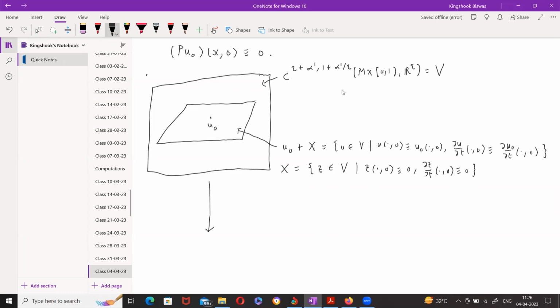Yeah, so I'm moving in this subspace. So this much is Z, and this is U equal to U naught plus Z. Is this clear? Where Z belongs to this subspace X. So I'm moving so that I don't change the value at time 0, so that I have the same initial value, and I also don't change the time derivative at time 0.